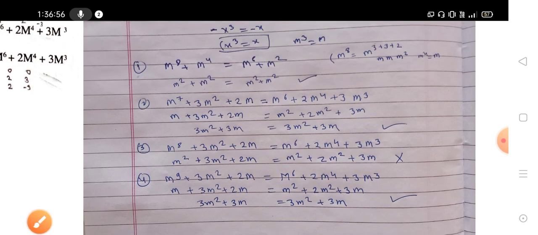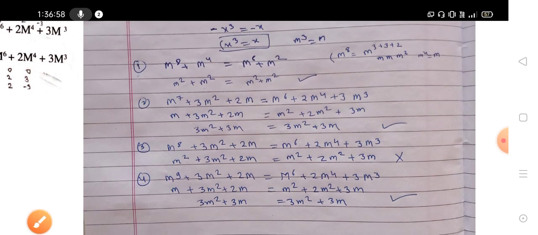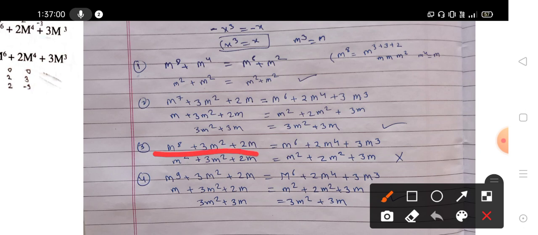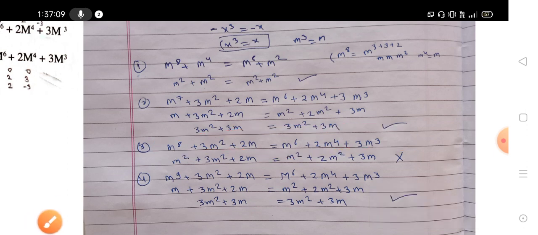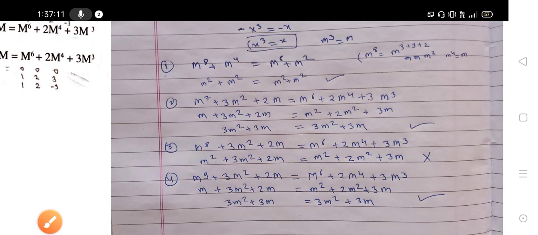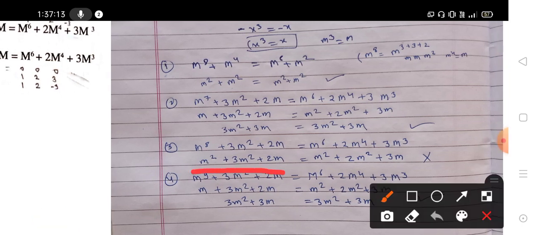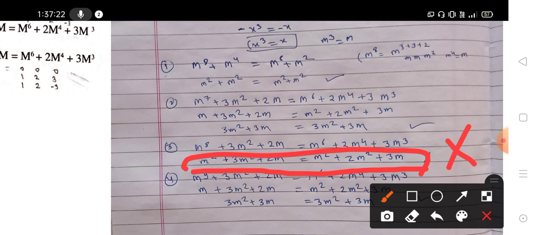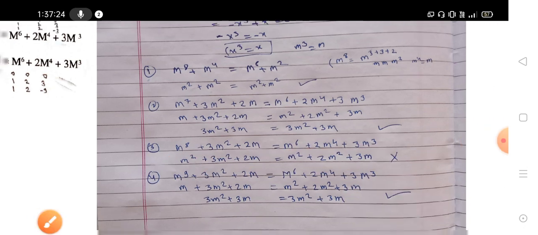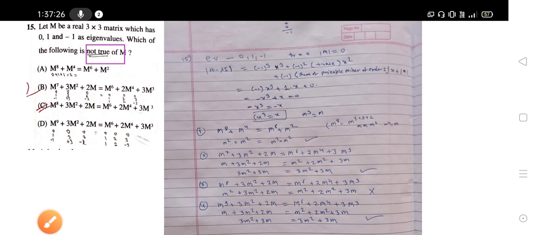And now check for option C. This is m raised to 8 plus 3m square plus 2m equal to, this is the written, and put m cube equal to m. Here we get m square plus 3m square plus 2m equal to m square plus 2m square plus 3m. This is not equality hold, that is the wrong option. Therefore answer C is correct.